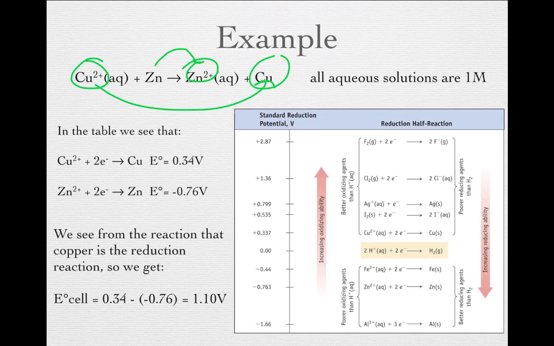So what we see from the reaction is that copper is a reduction, so that's going to be our cathode. We write that first, minus the reduction potential for the anode, the zinc, and we get our E cell of 0.34 minus a negative 0.76, and we get a total voltage of 1.10 volts.